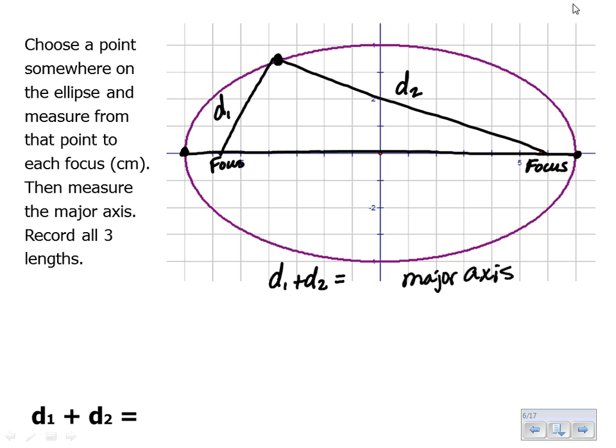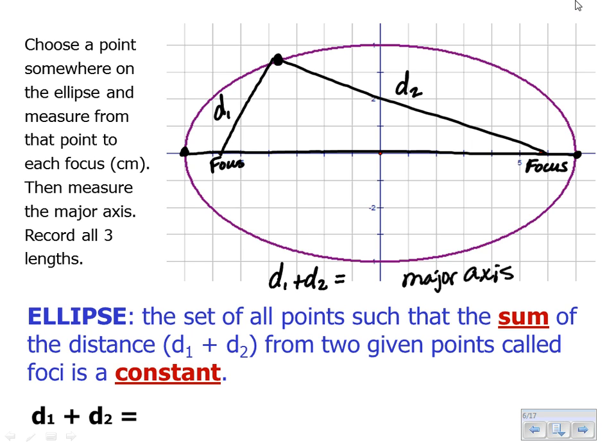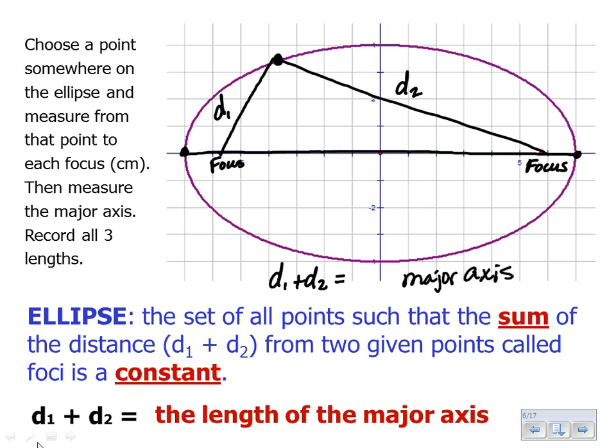This is actually a lot more fun when we do it with the whole class, but by yourself, hopefully it can be still fun too. So hopefully this is what you notice. The ellipse, first of all, well, let me go ahead and put on these. D1 plus D2 is the length of the major axis.